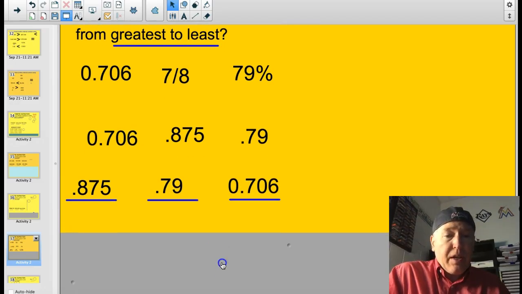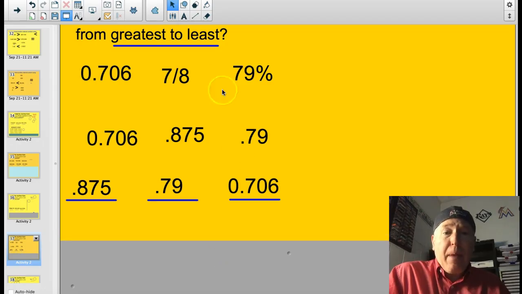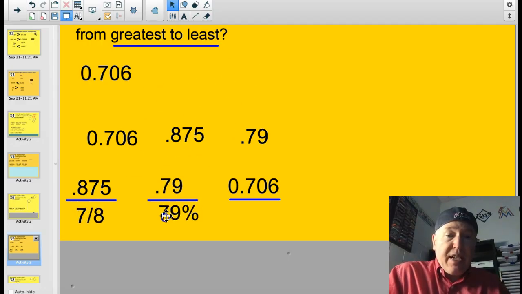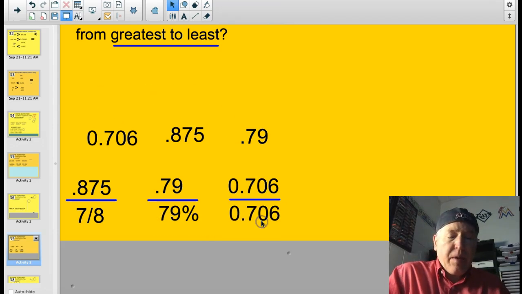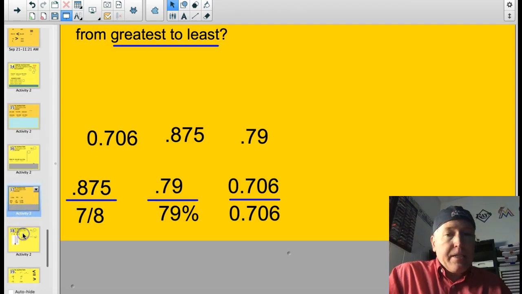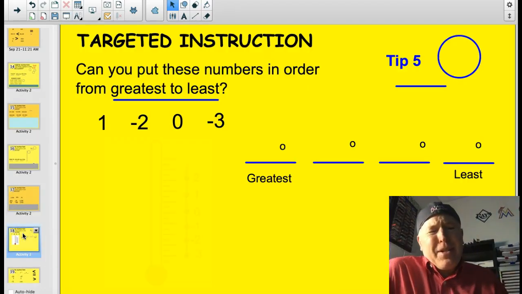That looks pretty good. Most of the time you have to put them back in their original form. The original form for this was 7/8. This was 79%. This one was unchanged, 0.0706. So this is the answer you'd probably be looking for on a test or a quiz.